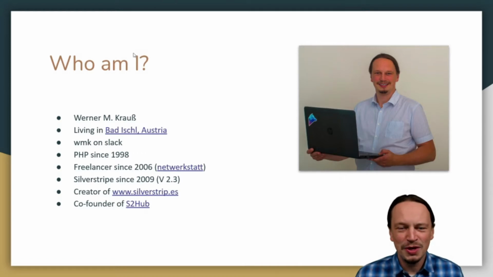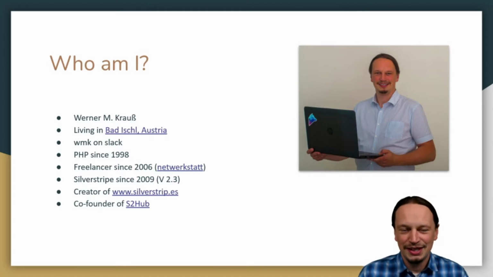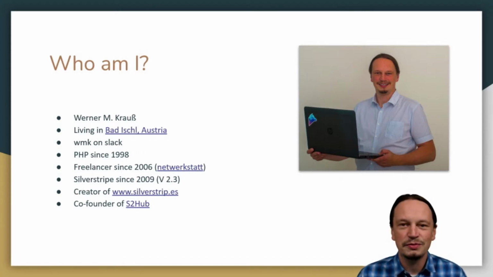So who am I? Who am I to hold this talk? My name is Werner Krauß. I'm originally from my Nether Bavarian home country, Lower Bavaria. And I'm also internationalized because I moved to Austria and now I'm living in Bad Ischl in the wonderful region of the Salzkammergut. You might know me as WMK on Slack, and I'm coding since 1998. I'm a freelancer since 2006 and working with Silverstripe for many years now. I also created a blog about Silverstripe, and I'm one of the 4 co-founders of S2 Hub.